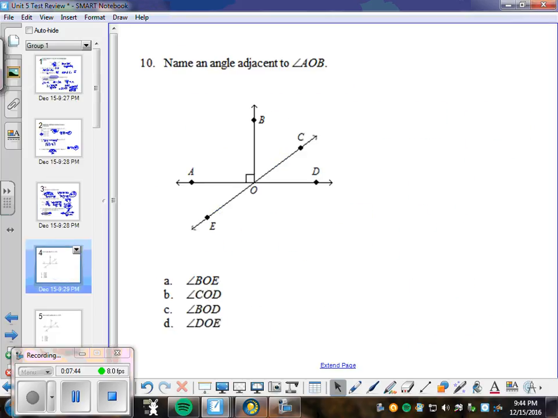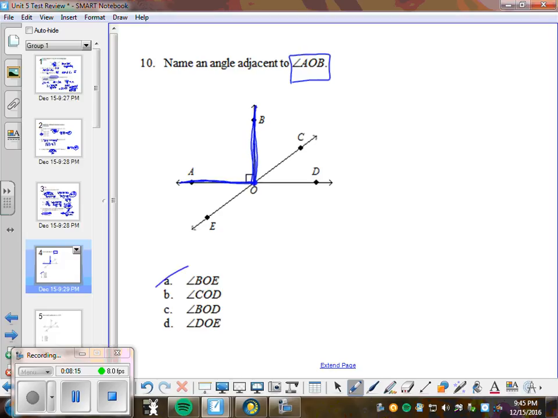Number 10. Again, I talked about how angles are named with 3 letters. So O is the vertex. So when we look at AOB, we need to name an angle that's adjacent to AOB. Is BOE adjacent to AOB? No, it's not, because that would be part of that angle.